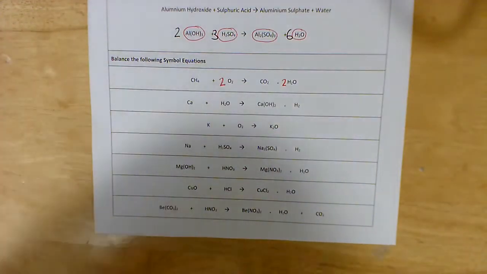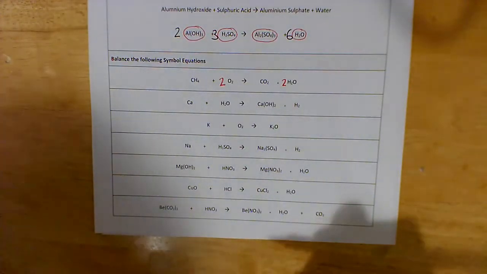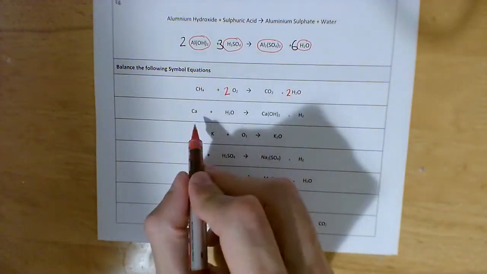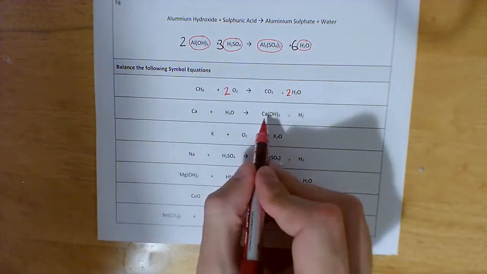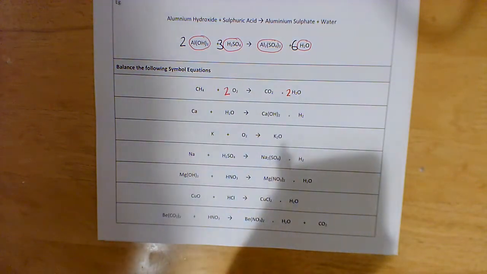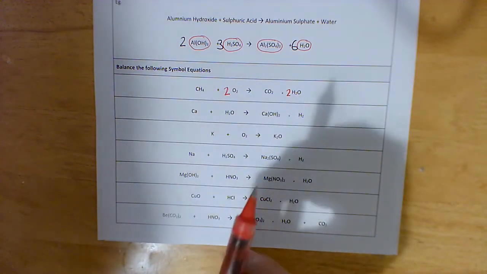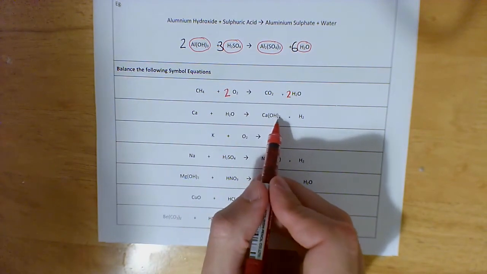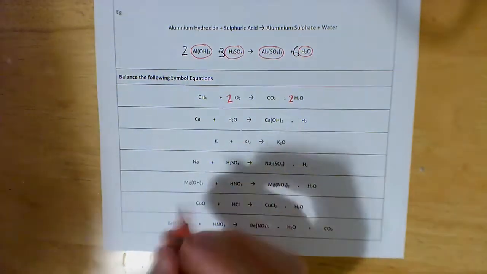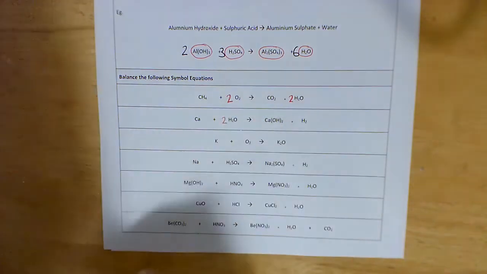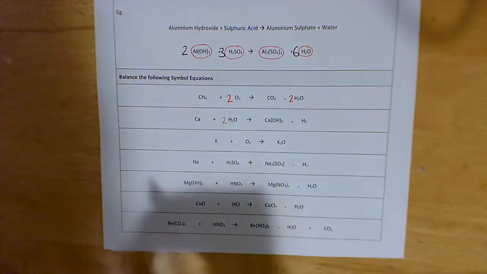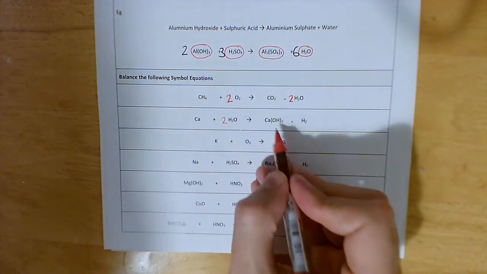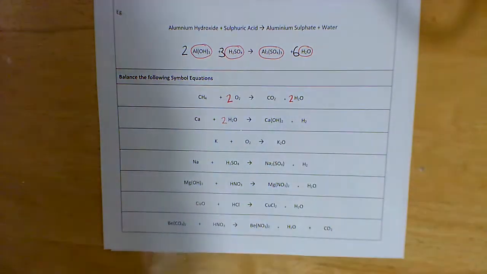The next one, calcium plus water goes to calcium hydroxide and hydrogen. So I'm going to start with the calcium because it appears only once on both sides. 1 calcium, balanced. Next, I'm going to look at the oxygen. 1 oxygen, 2 lots of 1 oxygen. So I've got 2 here, but only 1 here. So I need 2 H2O. And then we can check the hydrogens. 2 lots of 2 is 4 hydrogens there. I've got 1, 2, 3, 4. Done, balanced.